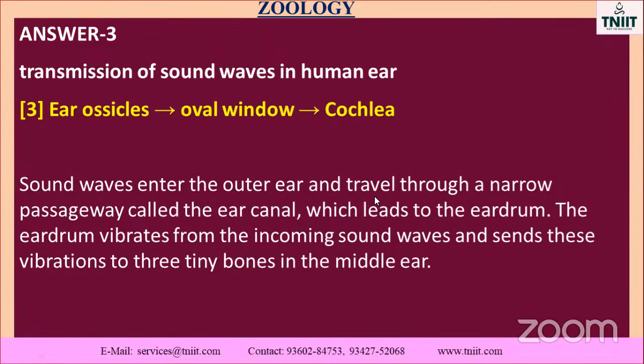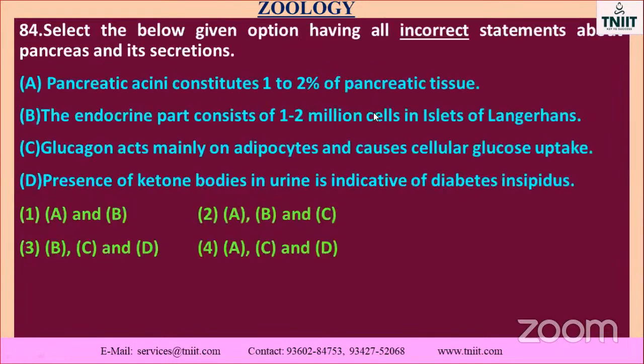Sound waves enter the outer ear and travel through the narrow passageway called the ear canal, which leads to the eardrum. The eardrum vibrates from the incoming sound waves and sends this vibration to three tiny bones in the middle ear. So this is the option: ear auricle, oval window, and cochlea. Here the ear auricle is the front ear, then the middle, and then the center, the innermost layer, cochlea. So that is an important point.